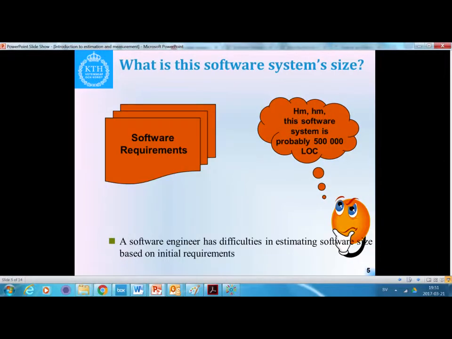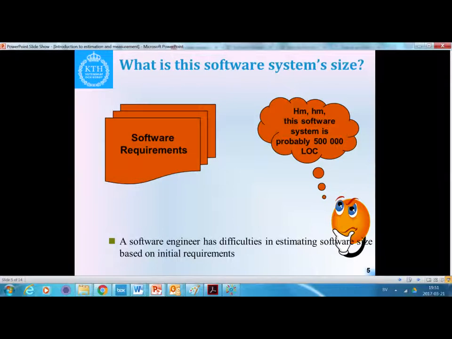With software, there is another problem. You have software requirements. They are intangible. You cannot touch them. You cannot see what size they are. So here we have difficulties in estimating software size based on the initial set of requirements. Many companies have this problem.